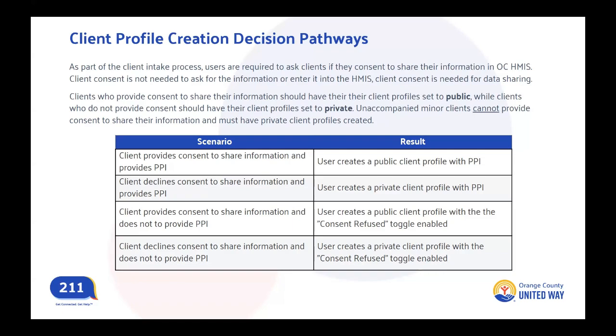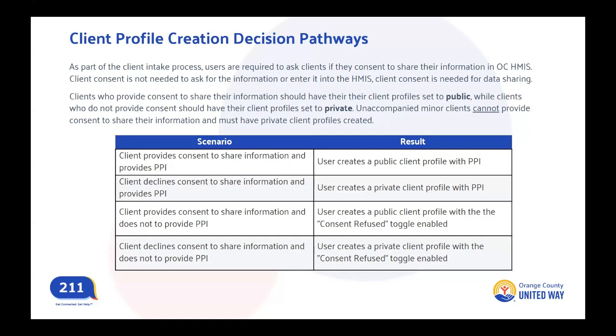If you go over to our third scenario, client provides consent to share information but does not provide their PPI, then the end result would be a user creates a public client profile with the consent refuse toggle enabled. Having the consent refuse toggle enabled will create an anonymous client profile that does not contain any personal protected information. And finally, in our last scenario, client declines consent to share information and does not provide PPI, then the end result would be the user creates a private client profile with the consent refuse toggle enabled.